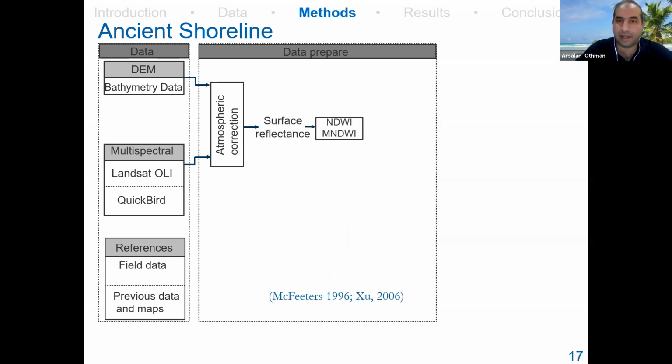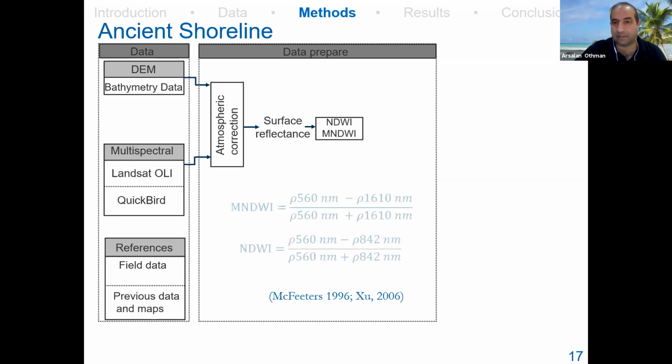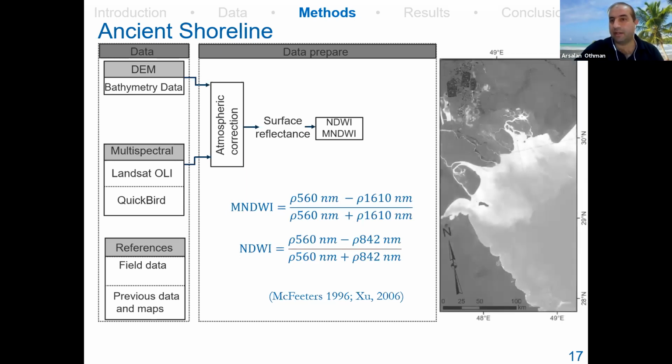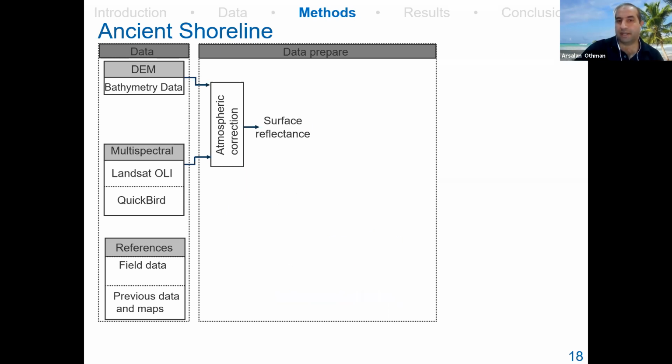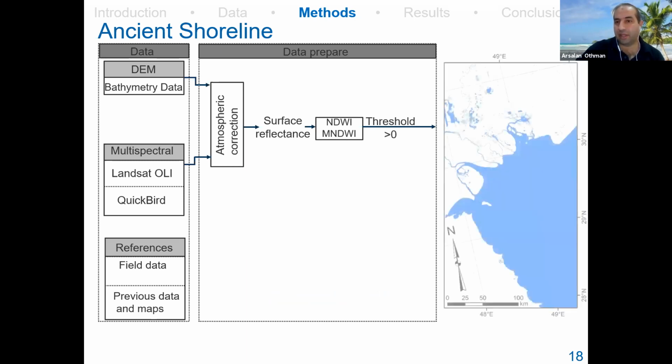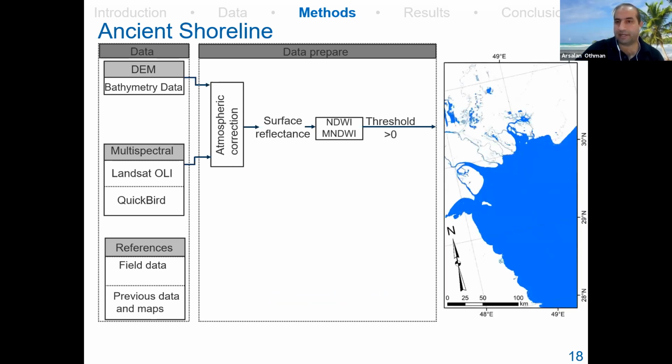And I used the NDWI, that means Normalized Difference Water Index, and the Modified Normalized Difference Water Index to detect the boundary of the Arabian Gulf. And we used a threshold of 0 to separate between the land and the sea or the water. And here's exactly how to detect the shoreline.